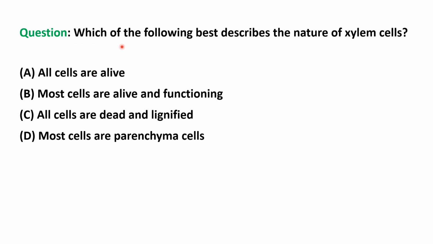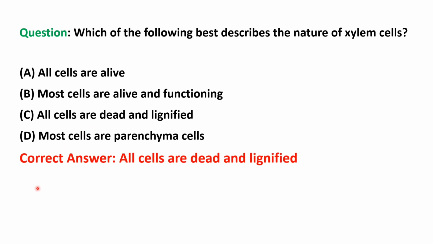The question reads, which of the following best describes the nature of xylem cells? A. All cells are alive. B. Most cells are alive and functioning. C. All cells are dead and lignified. D. Most cells are parenchyma cells. So we are looking for the best description of the nature of the xylem cells. So the xylem cells are that all the cells are dead and they are lignified. So the best answer is C.